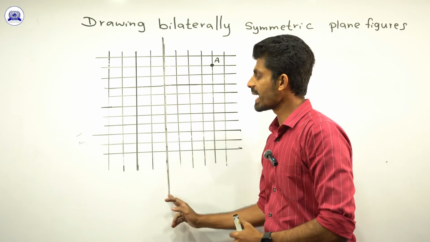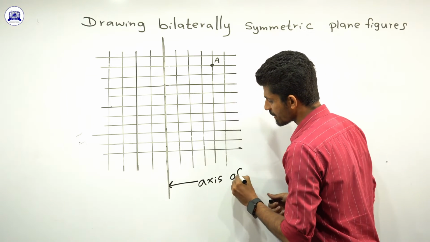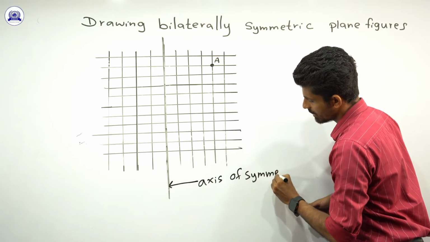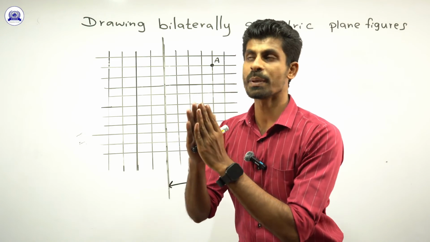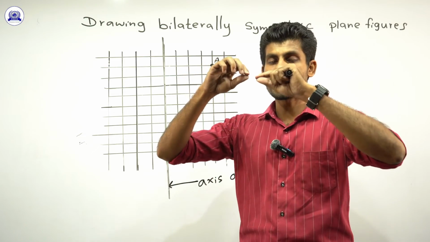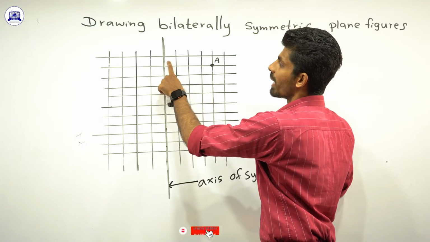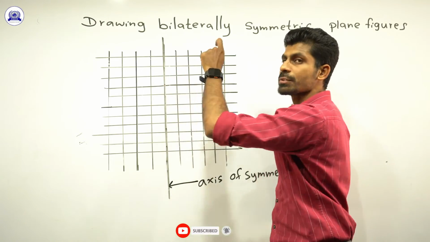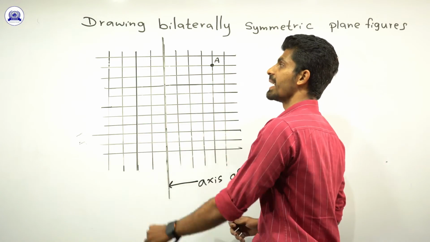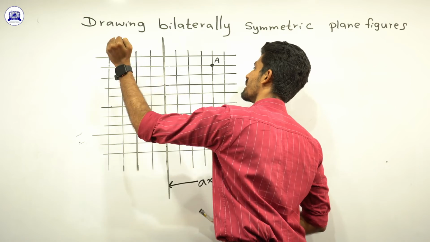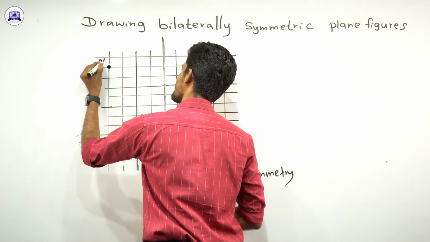This one is the axis of symmetry. Axis of symmetry means you need to take equal distance from both points. That means 1, 2, 3, 4 squares from the right side, so 4 squares should be on the left side as well. 1, 2, 3, 4 squares on the left side. Then I can mark that one as A dash.